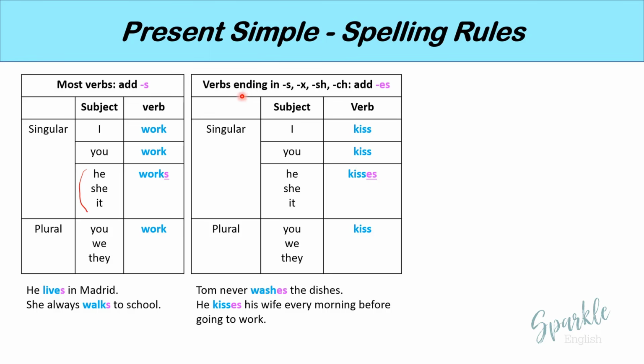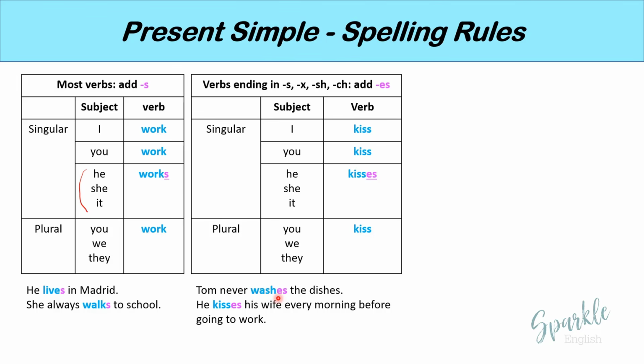For verbs that end in s, x, sh, and ch, we add es for the he, she, and it form. For example, I kiss, you kiss, he, she, or it kisses. We have to add es because kiss ends in s. For example, Tom never washes the dishes. Wash ends in sh.